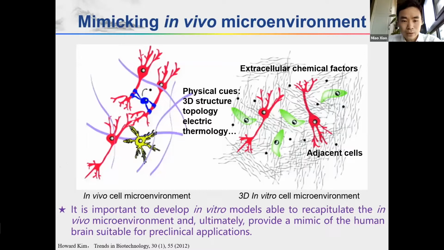As we see, the brain is formed by a complex assembly of cellular networks, where the neurons are embedded in an external matrix consisting of an intricate 3D mesh of proteins. The proteins can provide complex chemical, electrical, and mechanical signaling. Given this complexity, as well as the limitation of in vivo studies, it is important to develop in vitro models which are able to replicate the brain connectivity at various levels, and then ultimately provide a mimic of the human brain which is suitable for clinical applications.